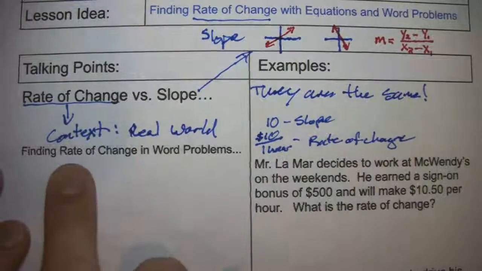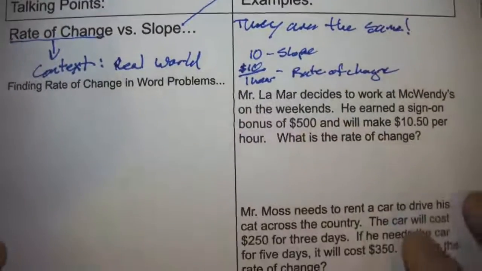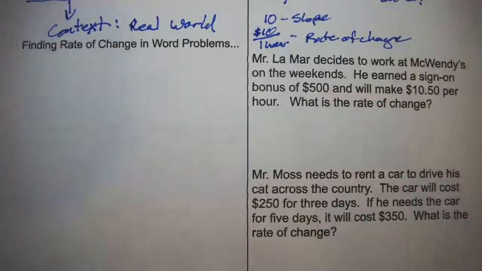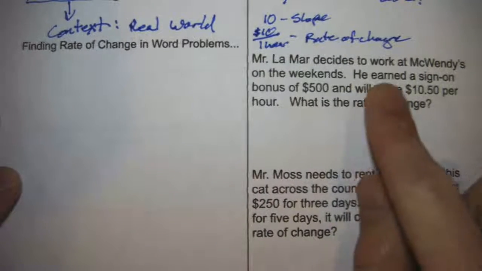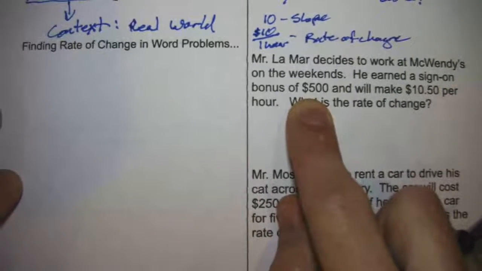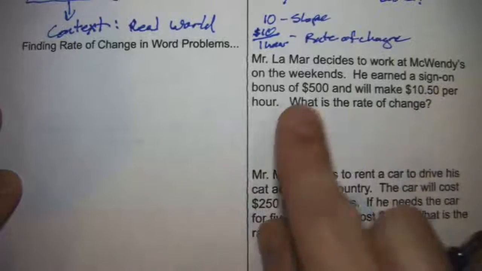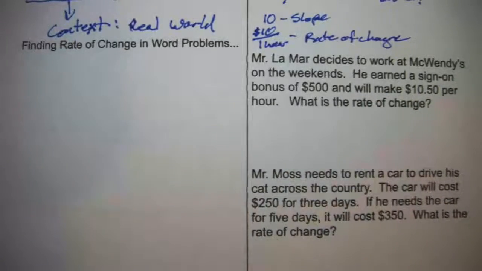How do we find rate of change in a word problem? All right. So let's read this first word problem, and then we'll talk about how to do it. So it says, Mr. Lamar decides to work at McWendy's on the weekends. He earned a sign-on bonus of $50 and will make $10.50 per hour. What is the rate of change?